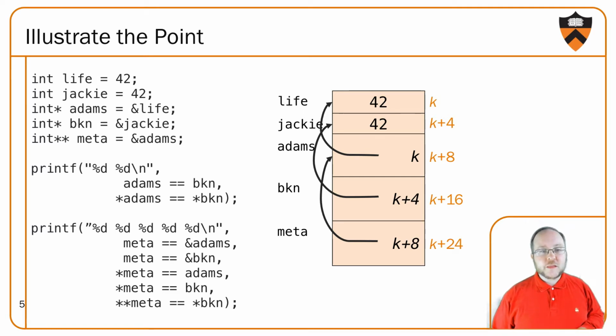On the slide, you can see the memory layout of these variables. The exact order between them doesn't matter, so let's just assume that they're in memory in the order that we declared them, starting at address k. Again, just an arbitrary address. In the two printfs, there are 7 comparisons using a mix of dereferencing and address-of, each of which will evaluate to either 1, true, or 0, false. Pause the video here and work through the 7 comparisons.